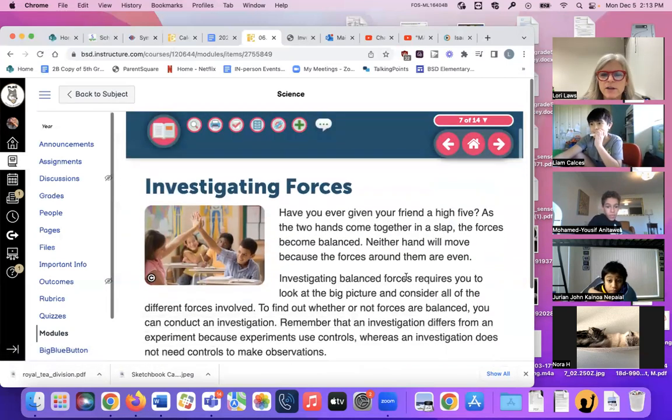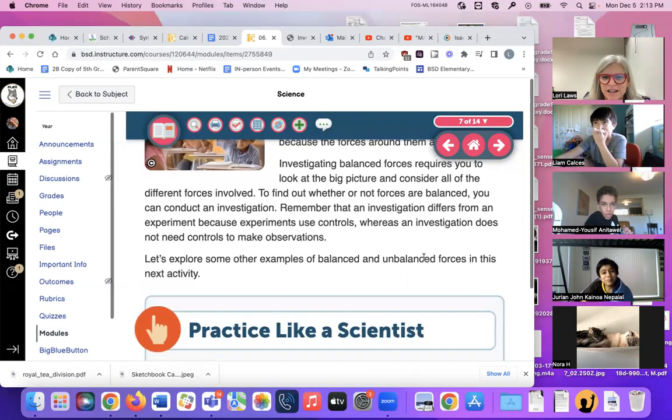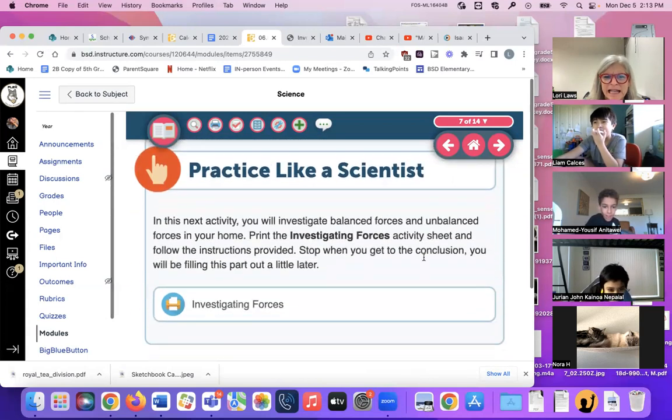Page 7. Have you ever given your friend a high five? As your 2 hands come together in a slap, the forces become balanced. But has your friend ever hit you too hard? Yes. And then it's like, wow, and it's unbalanced. A high five should be a balanced force. I got slapped in the face because of it. Ugh, that's not good. In the next activity, you're going to investigate balanced forces and unbalanced forces in your home.